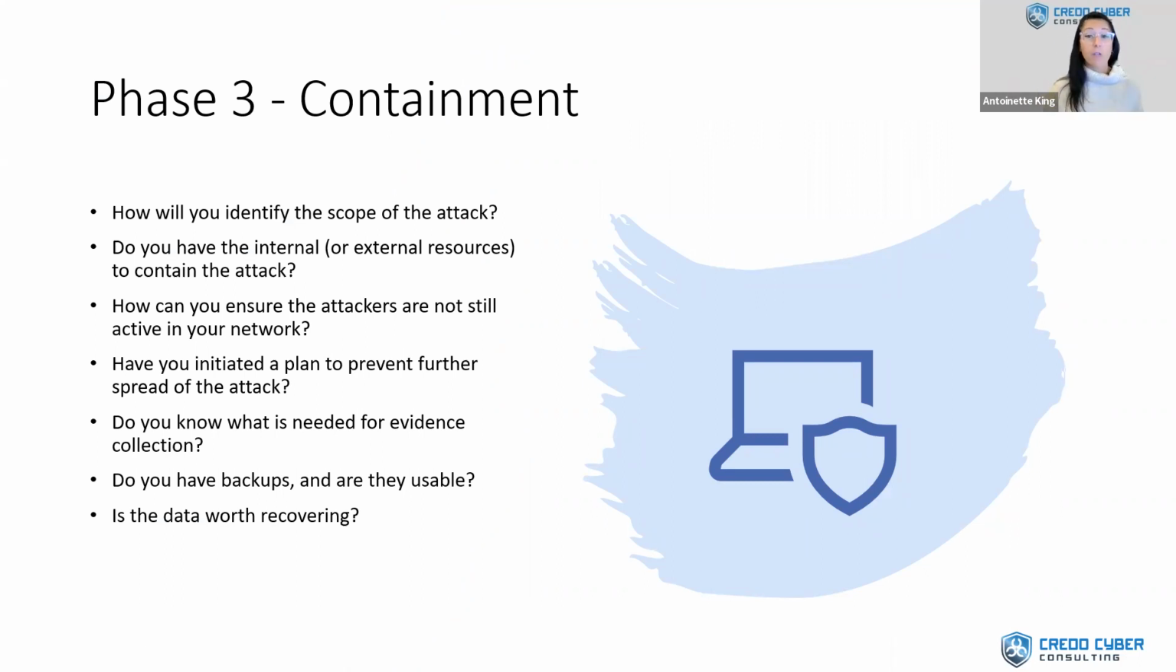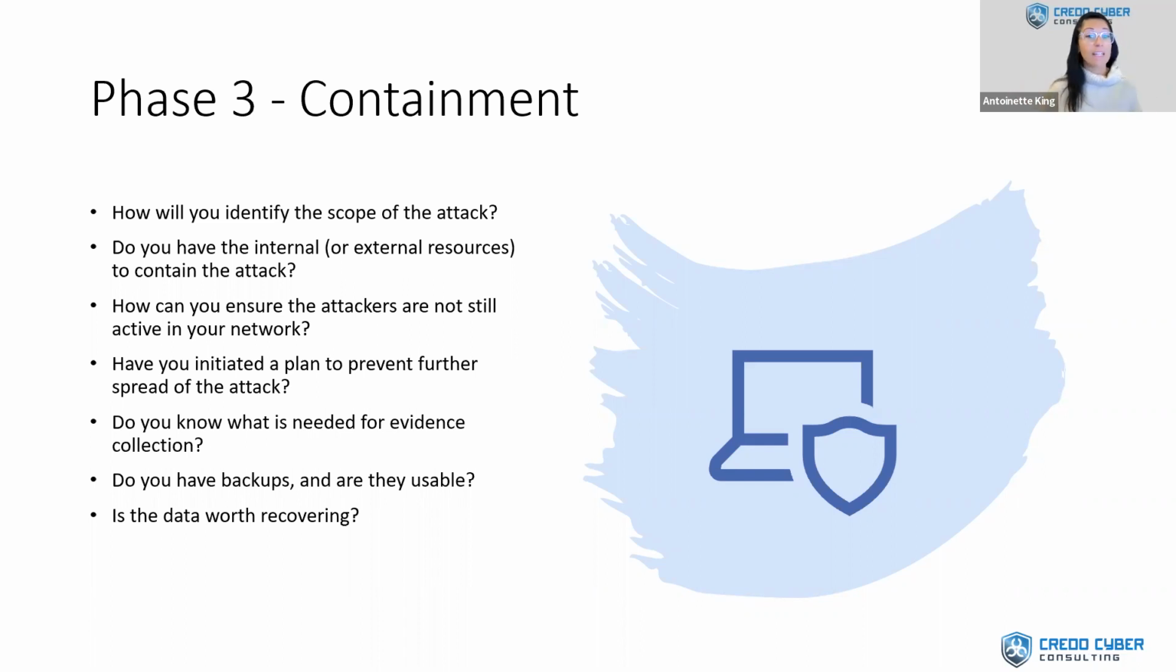How do you identify the scope of the attack? How do you learn how many computers have been affected? Do you have internal or external resources to contain the attack? Do you have a contract with RCLS? Do you know who to contact there if one of your computers is affected, so that they can figure out how many computers are affected? Is there a potential that your library system could somehow infect RCLS or other library systems based on shared resources?